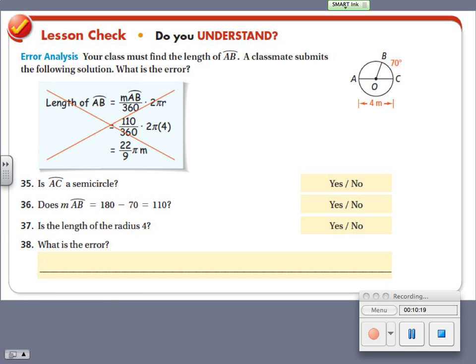So is AC a semicircle? Yes, it is. Does the measure of arc AB equal 180 minus 70? Yes, it does. Is the length of the radius 4 meters? No. So the error, of course, is the student substituted the diameter instead of the radius for r. All right. I hope everybody understands that you use the measure of the arc to find the arc length. So the measure of the arc and arc length are not the same thing. Again, for the second time.